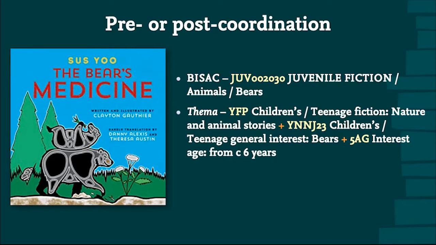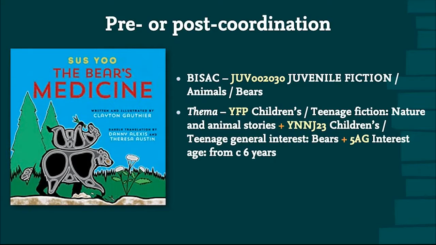So BISAC is a pre-coordinated system. BISAC has a code that means one thing. Thema has codes, ready-made categories as well, but it's also a post-coordinated system. So that means you can create meaning by adding codes together. So you will send multiple codes, but it allows for a greater meaning to be created.